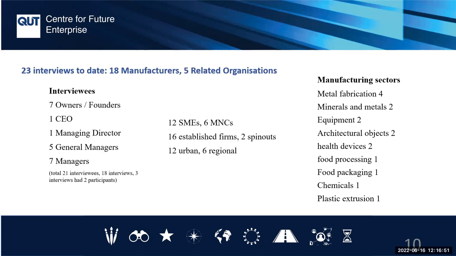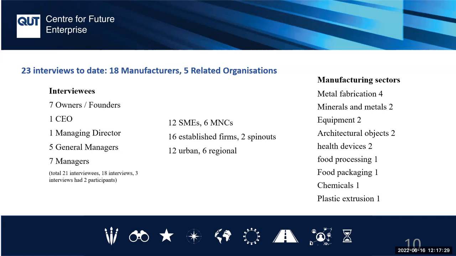So, all up, we've done 23 interviews, also 5 related organisations for our phase 2 studies on the ecosystem. But that just gives you an idea about the kinds of interviewees. So I had all very senior, owners and founders, down to general managers and managers. Of the 18, there were 12 SMEs, 6 MNCs, multinational corporations, 16 established, 2 spin-outs, and the last one there, 12 urban, 6 regional.